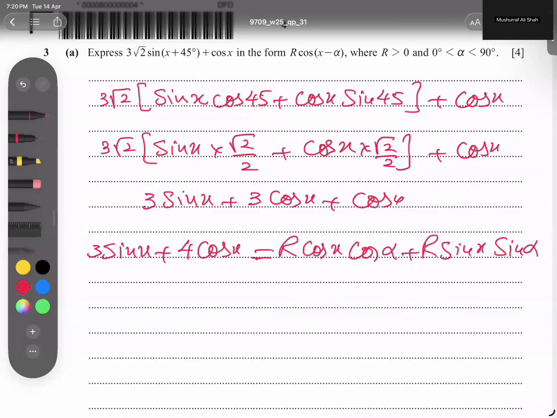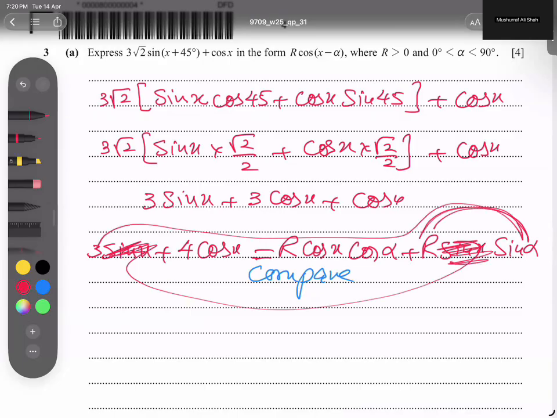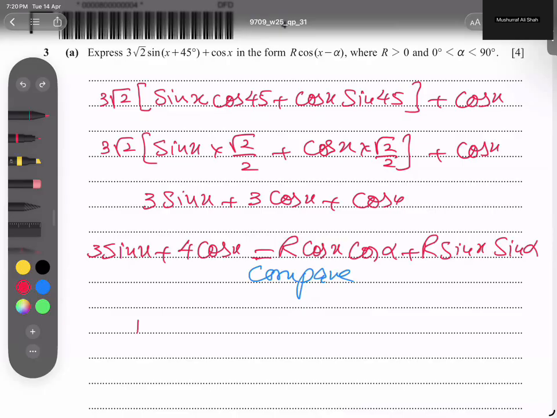Now I'm going to compare both sides. When I compare both sides, students, sine x gone from here and sine x gone from here. So r sine alpha is equal to 3. So I'm writing here r sine alpha is equal to 3. Okay, comparing cos x, r cos alpha equals 4. So I'm getting r cos alpha is equal to 4.